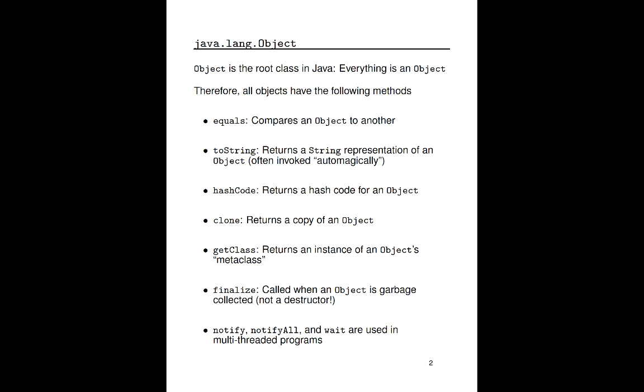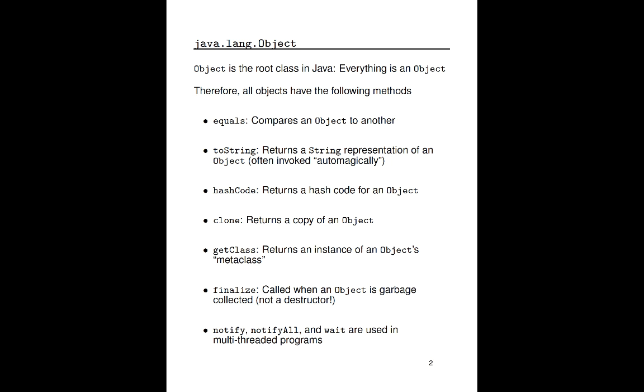The toString method is often overridden to provide a string description of a class that makes more sense for it. hashCode returns a hash code for an object so that any object may be used as a key in a hash table. The clone method, which we'll talk about a little bit later, returns a copy of an object. getClass returns an instance of what's called the object's meta class. This is an object that represents the class of the object itself. It's kind of a mind-blowing concept and one that maybe later in the course we'll get to.